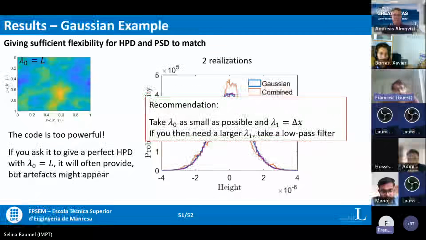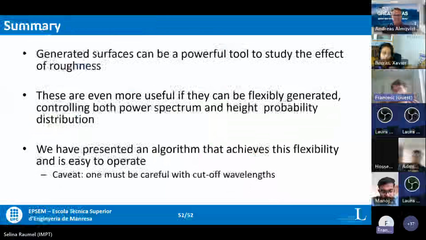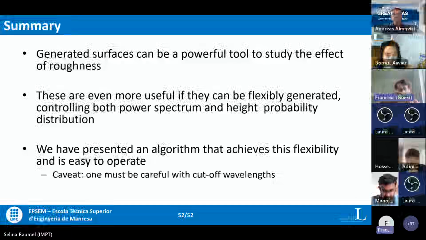So to summarize what I said, we've seen that generated surfaces can be a very powerful tool to study the effect of roughness, and that these, of course, can be even more useful if they can be generated in a flexible manner, controlling both the power spectrum and the height probability distribution, so that they can be as close as possible to the real measured surface. And we have presented an algorithm that precisely achieves that. And with that, I will leave the floor to Andreas.